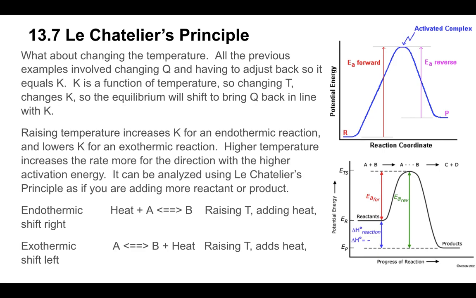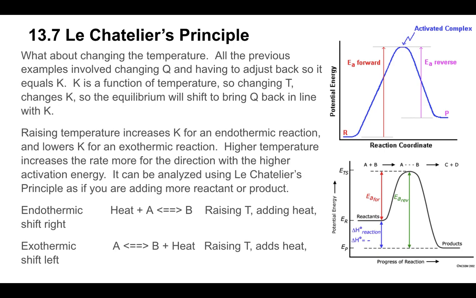So if we look at an endothermic reaction, the forward activation energy is greater than the reverse. So raising the temperature is going to speed up the forward reaction more than it speeds up the reverse reaction. As a result, it's going to favor making some more product. So in other words, raising the temperature of an endothermic reaction shifts you to the right. Similarly, if you look at the activation energies for the reverse and forward reactions for an exothermic reaction, you can expect raising temperature to shift you to the left.